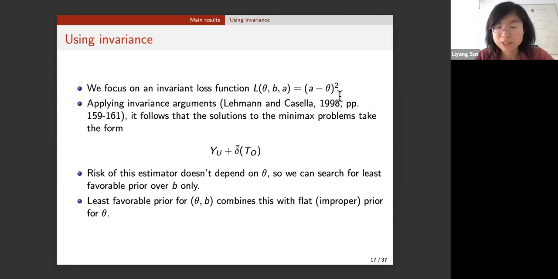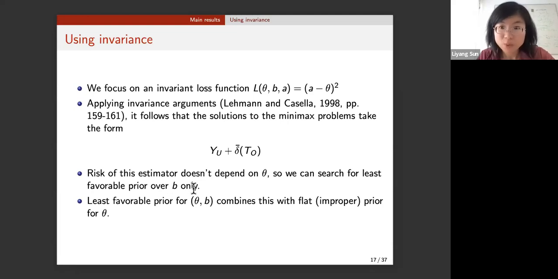So here by invariance, I just mean that adding the constant to the target parameter, as well as to the estimate, does not affect the loss. And the invariance argument implies that the solutions to the minimax problem have to take the form that's additively separable in the robust estimator. And therefore, the risk of this class of estimators does not depend on theta. So we just have to search for the least favorable prior over the nuisance parameter B only.